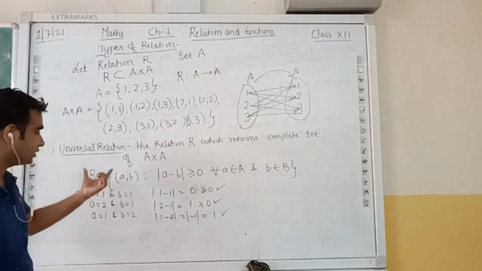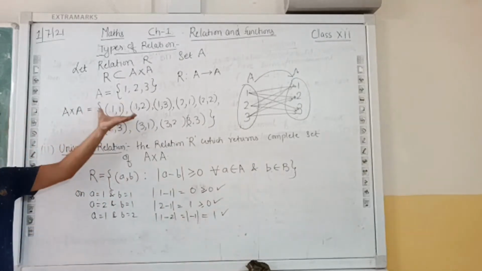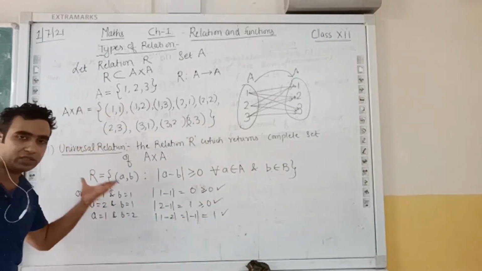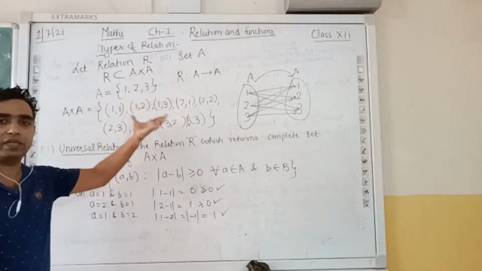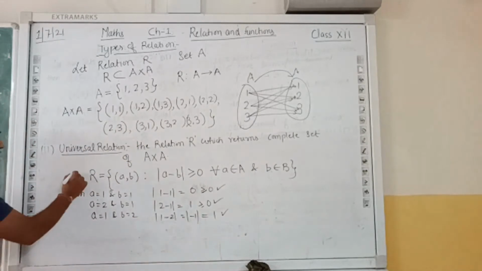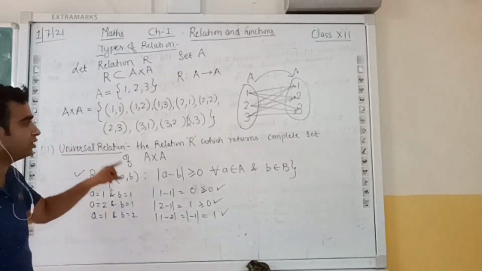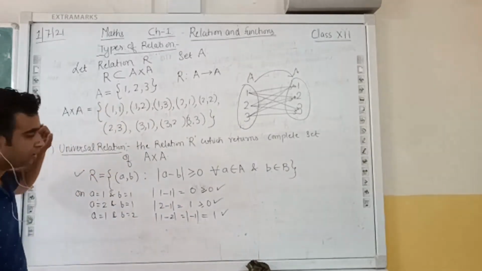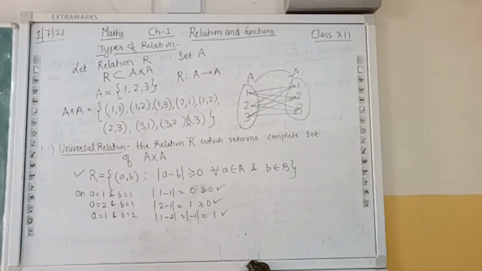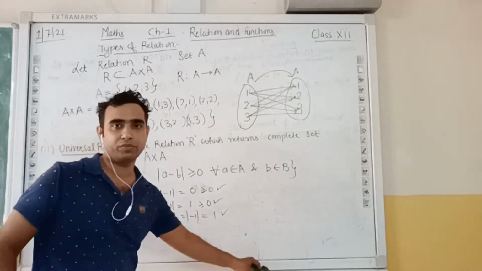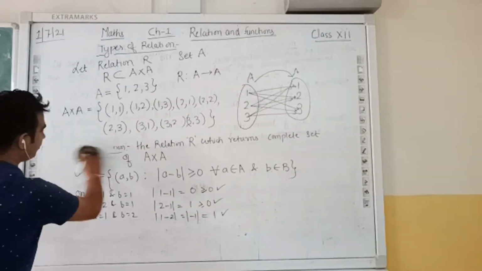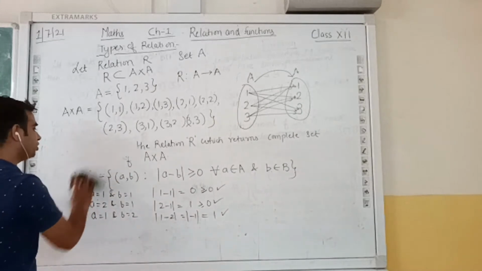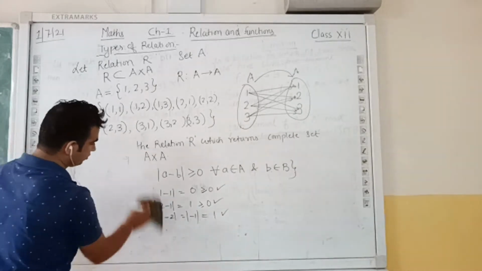Okay, so we can say this relation R returns to us all the elements of this Cartesian product. So we can say this relation R is the universal relation for this Cartesian product. Okay, this relation R is the universal relation. Now coming to the third type of relation, but before that we read about the identity relation. Okay.